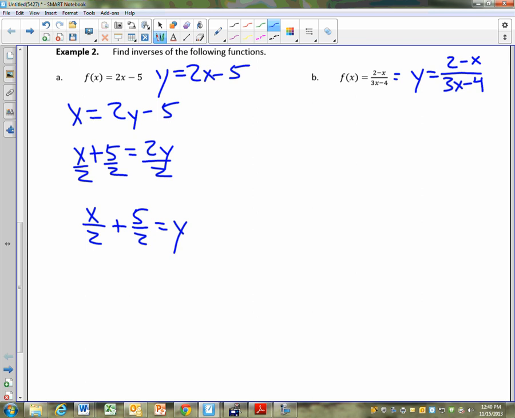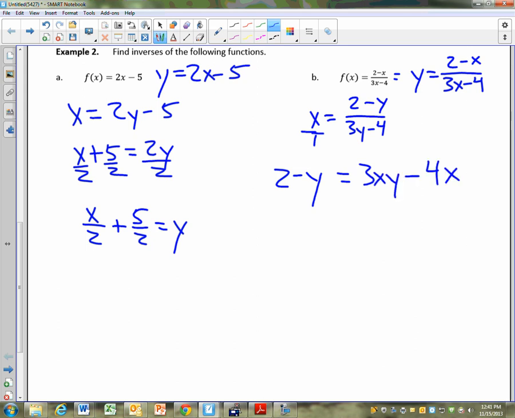So now we've got y equals 2 minus x over 3x minus 4. What's my first step? Yep, so x equals 2 minus y over 3y minus 4. Oh boy. Now I've got a rational expression. Any thoughts what to do? Okay. Write it over 1 and cross multiply. We can do that. 2 minus y times 1 is 2 minus y. x times 3y minus 4 is 3xy minus 4x.